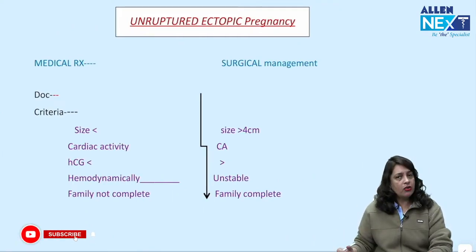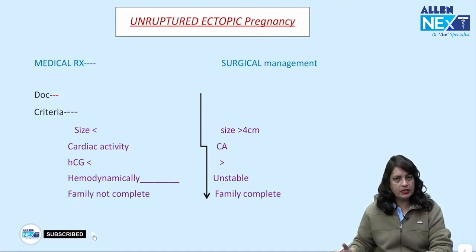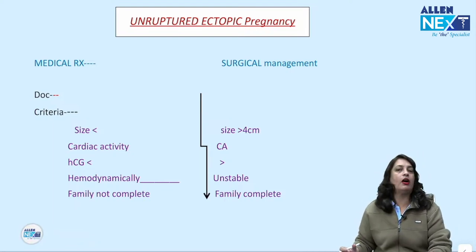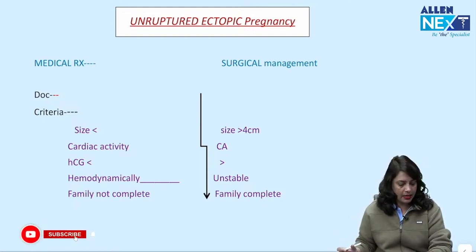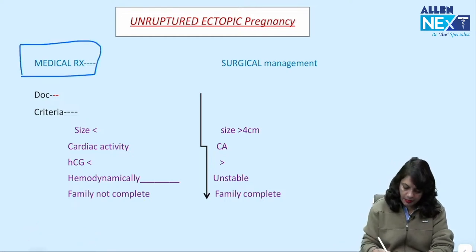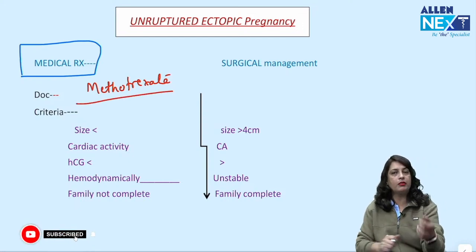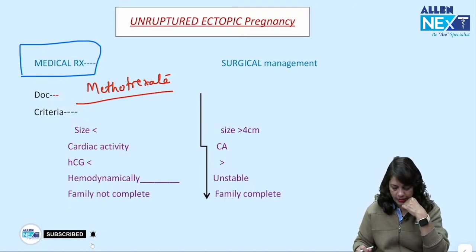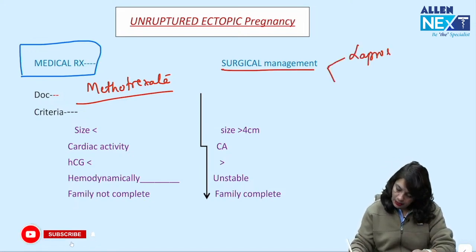Next, if it is unruptured ectopic pregnancy, that is amenorrhea, pain, bleeding, and vitals are stable, you send the patient for an ultrasound after doing the examination, plus you send for an HCG, and you arrive at a diagnosis of unruptured ectopic pregnancy. Now, what are the criteria to offer the patient a medical management or a surgical management? In the medical management, the drug of choice is methotrexate, given by intramuscular route, dosed per kg body weight. For the surgical management, you can go for a laparoscopy or laparotomy.